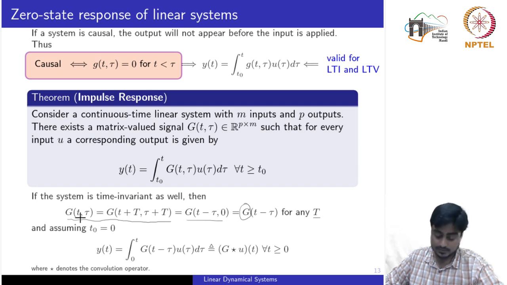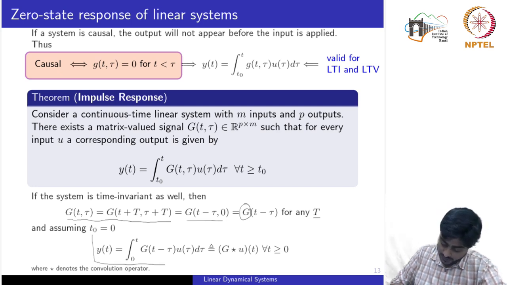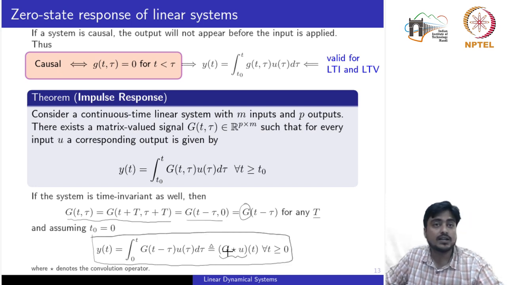So assuming that t0 is equal to 0, we define the output y of t by this equation, and the second equation denotes the convolution between the capital G and the input signal u for all time t greater than or equal to 0, where this star denotes the convolution operator. So both of the representations are valid, we can use either of them.